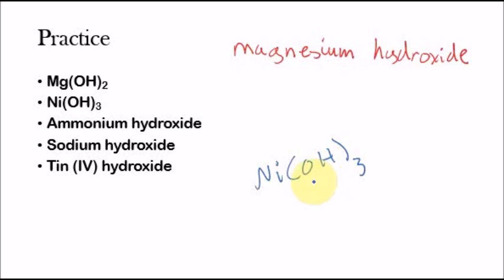Hydroxide has a -1 charge, and since there's 3 hydroxides, the overall negative charge is -3. To balance that out, we're going to need to have a +3 charge. Since there's only one nickel, +3 divided by 1 is just +3. So that means the nickel has an oxidation state of +3.